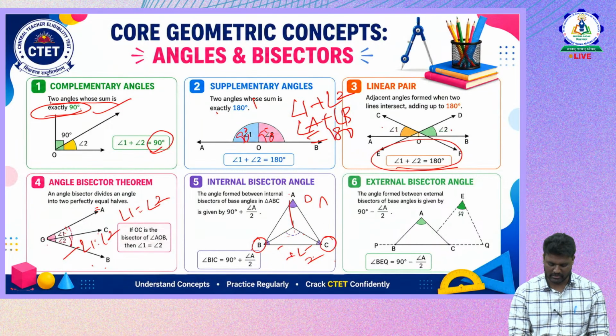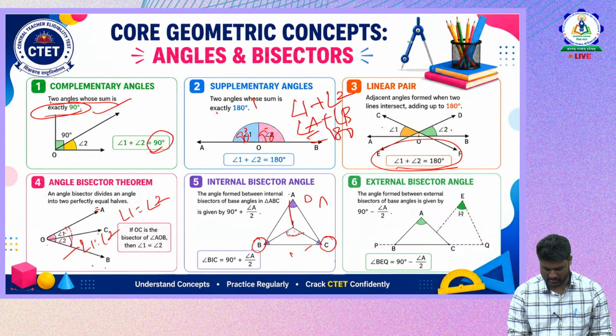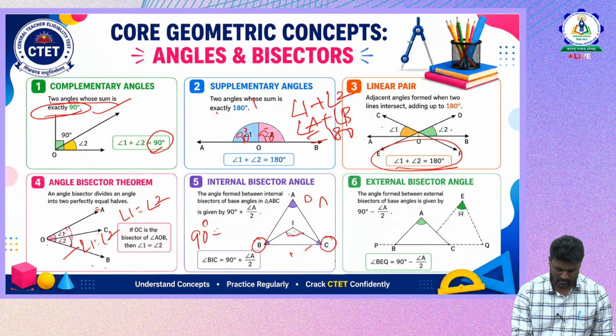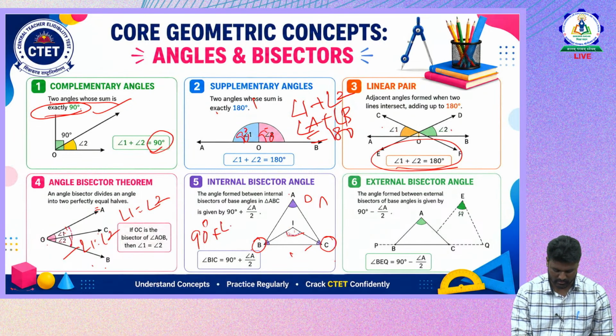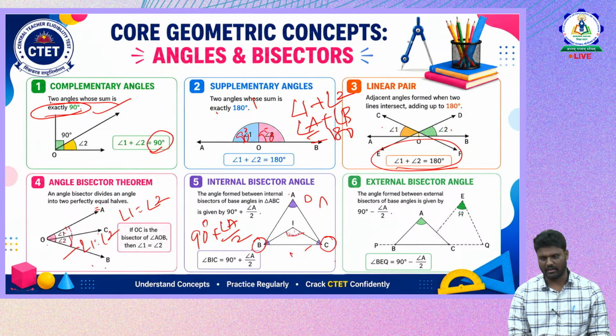Okay, so in this case, angle B and angle C intersect at this point. For this, the exact opposite vertex is angle A. Therefore, the internal bisector angle will become 90 plus the opposite angle, that is, angle A divided by 2. This is the internal bisector angle, whereas the external bisector angle will become the opposite.